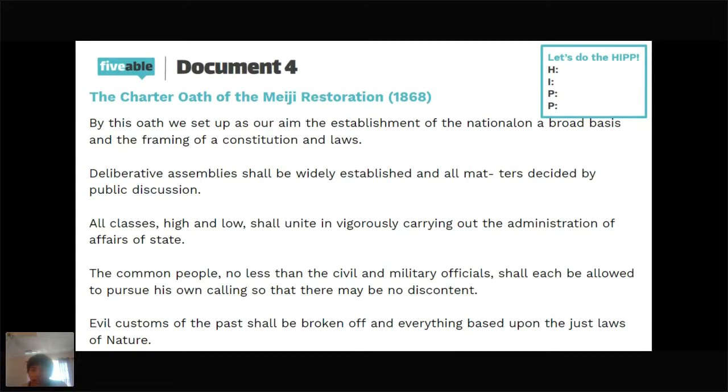I wouldn't go down the Confucianism route, but I would focus on Japan westernizing, following the West, modernizing as an industrial nation due to imperialism, because remember they're the rising star here. They're trying to unite here. All classes, high and low, shall unite vigorously to carry out the administration of affairs of state. Think about it: if you're a nation and you're already divided, how are you going to conquer anyone else, right?